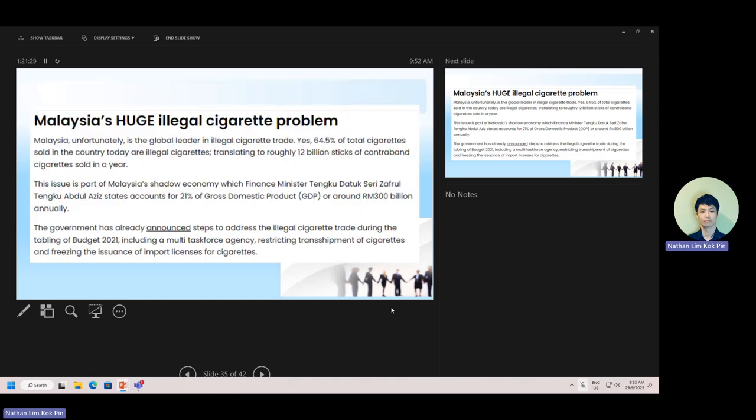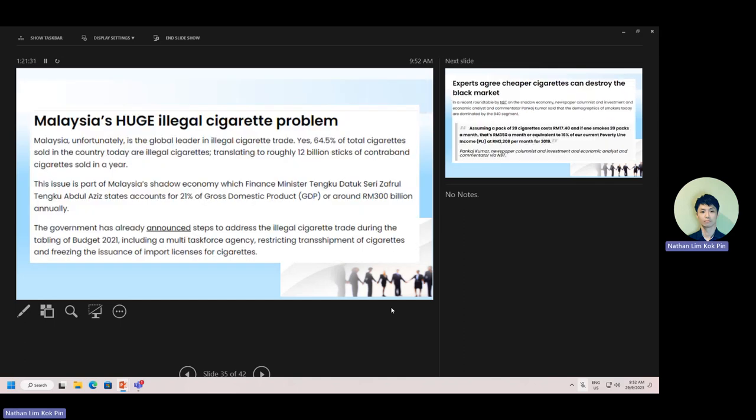So this is what we mean by contraband. Now, this is an article, I think it's about 2 or 3 years ago, 2021. Malaysia has a huge problem as a global leader in illegal cigarette trade, right? Malaysia number one now. Okay, illegal. Now, how big is it? 64% of total cigarettes sold in Malaysia today are illegal, translating roughly to 12 billion sticks of contraband cigarettes sold in a year. Huge problem.